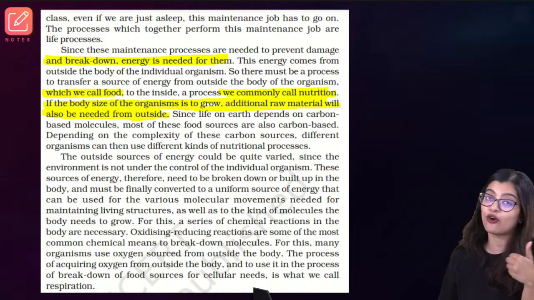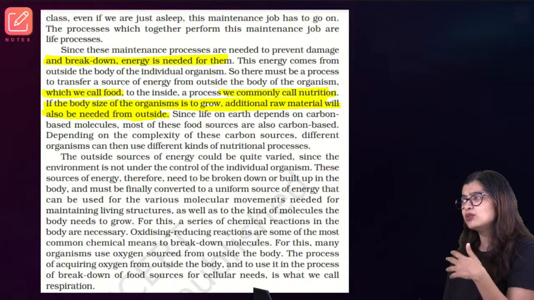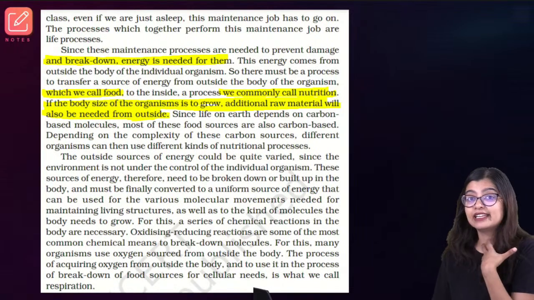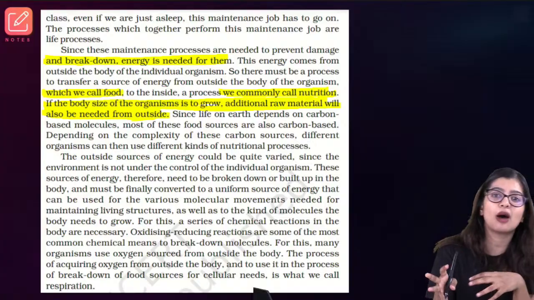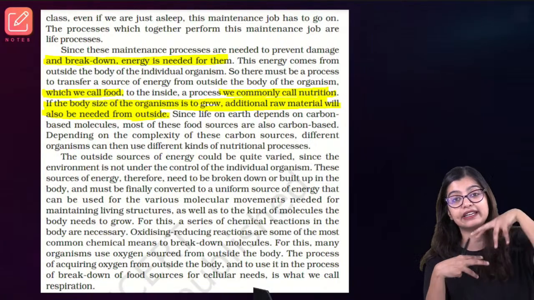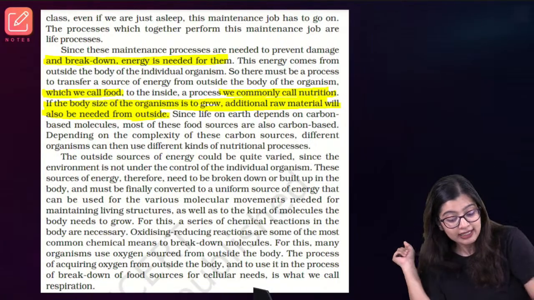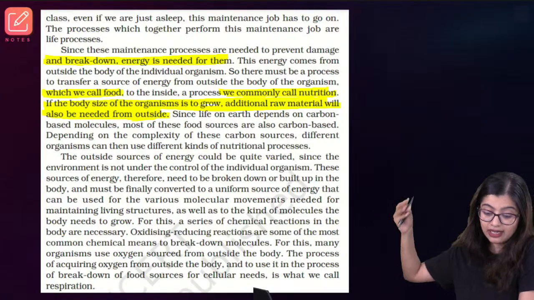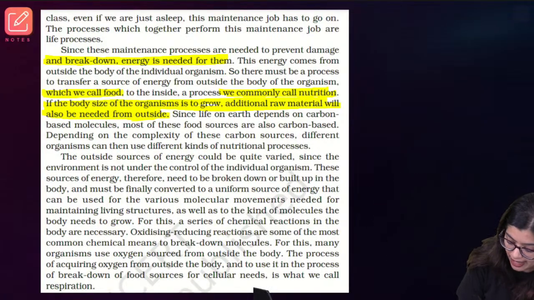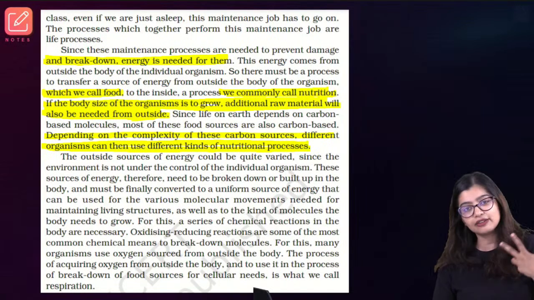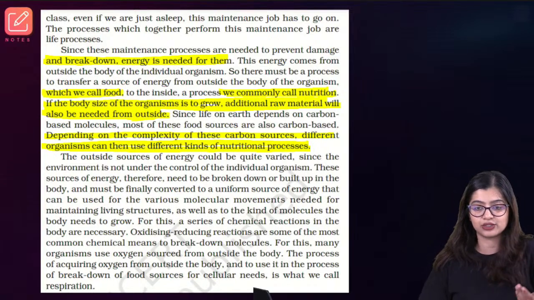Which means that for energy, we normally utilize carbohydrates. But if I need to grow, I will not just use carbohydrates. I require proteins, I need bodybuilding things, right? That is what they mean by additional sources. Now, depending on the complexity of the carbon source, different organisms use different nutritional processes. That means that different organisms consume different kinds of food.